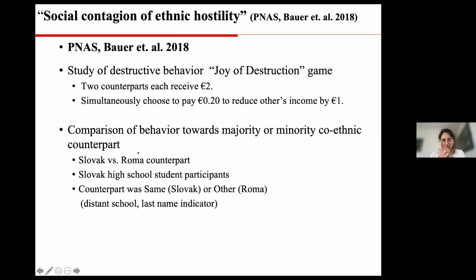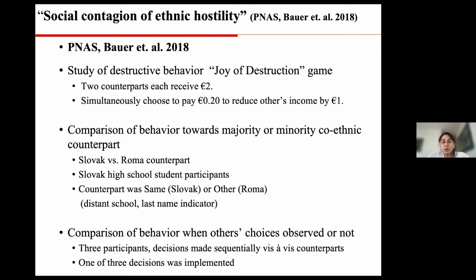So one is Slovak, one is Slovak Roma. And the treatment is seeing whether the counterpart is either Slovak or Roma. So majority versus minority. So you understand, that's the counterpart. The participants were Slovak. The counterpart was either the same or in the other group, Roma. And this is one of the experiments that was exploiting last names as the way of indicating ethnic differences.